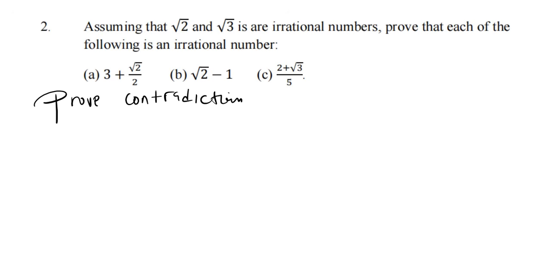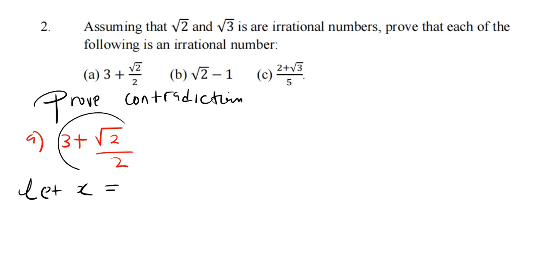Okay, so let's start with our A. Our A, we are saying 3 plus root 2 over 2. So I can let maybe even any letter in this case. If I'm going to say I choose maybe x, I let x be this same expression, 3 plus root 2 over 2.